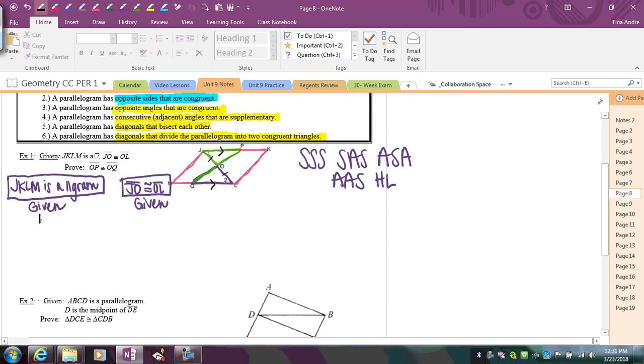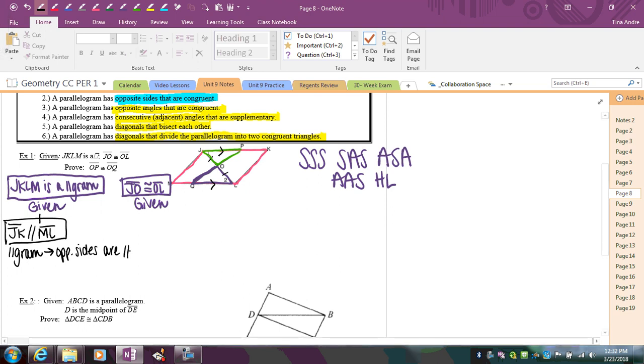So what I'm going to do is I'm going to say JP is, well, actually, let me just say the entire side. I don't want to use JP yet. I'm going to use the entire side. So JK is parallel to ML. And my reason for that is, since I'm given a parallelogram, I know that opposite sides are parallel. Or you could just write out parallelogram has opposite sides parallel, something like that.